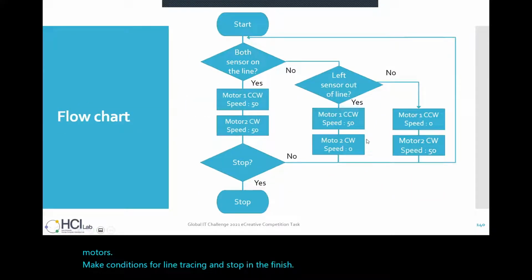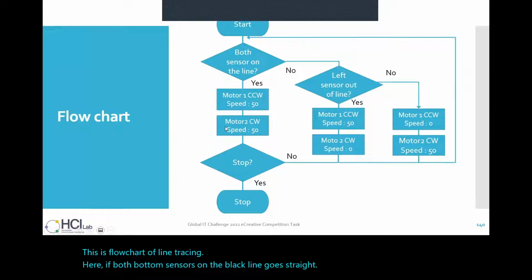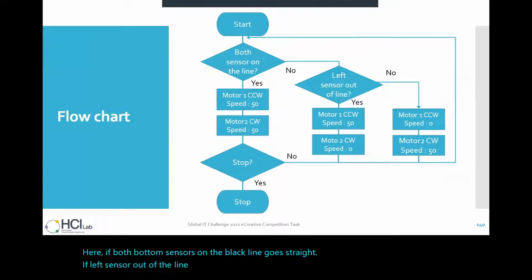This is the flow chart of line tracing. Here, if both bottom sensors are on the black line, go straight. If the left sensor is slightly out of the line, turn to the right side, otherwise turn to the left side. If the car is on the finish, just stop. If not, follow the line tracing rule.